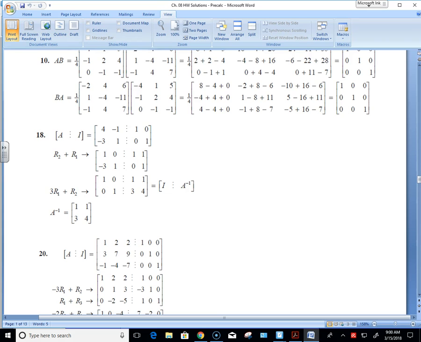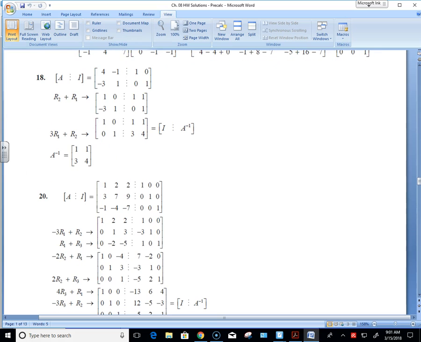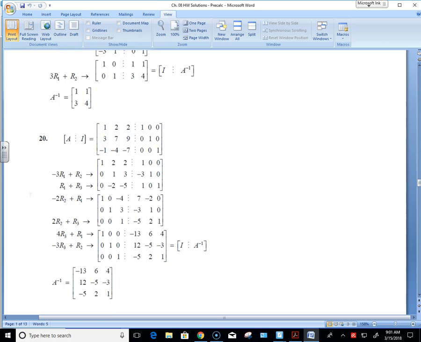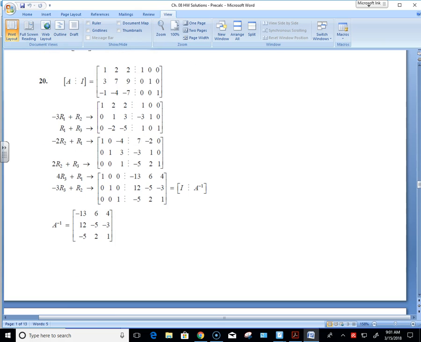Number 18 was using that method of doubly augmenting, and then row-reduced echelon form, row-reducing each of the different elements in order to get to the identity. And when you did row-reduce properly, you should have gotten the inverse of 1, 1, 3, 4. Could you have double-checked with the formula? Yeah. Could you have double-checked with your calculator? Yeah. But you were supposed to solve both 18 and 20 with the doubly augmented matrix. So number 20, the only difference is you had a 3 by 3. Once again, your row operations should have led you straight to the inverse.